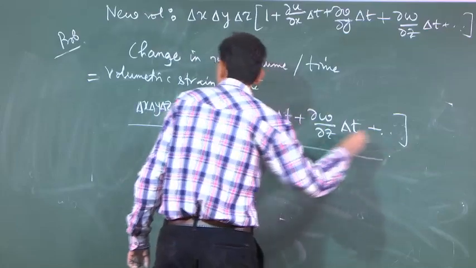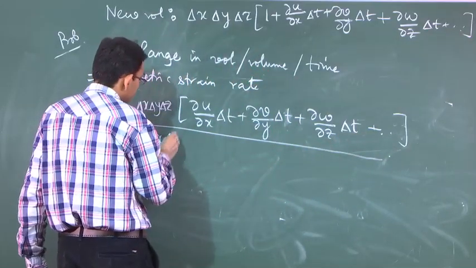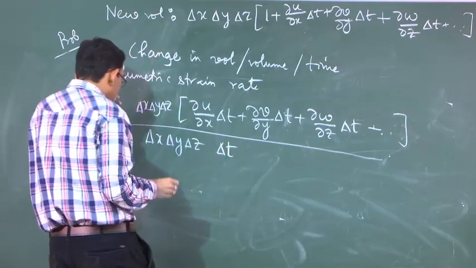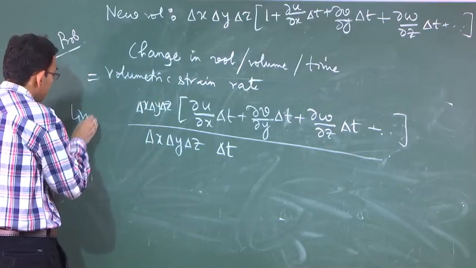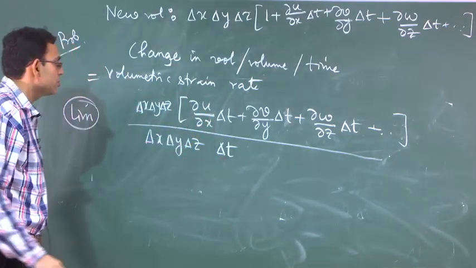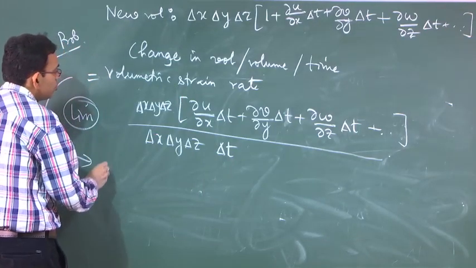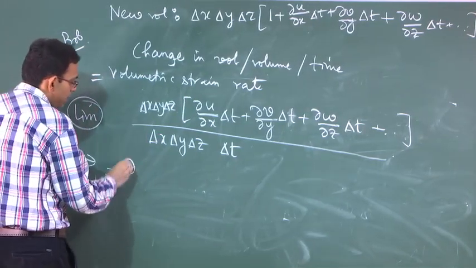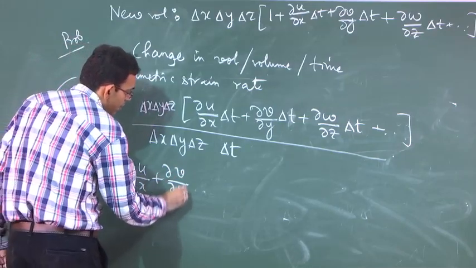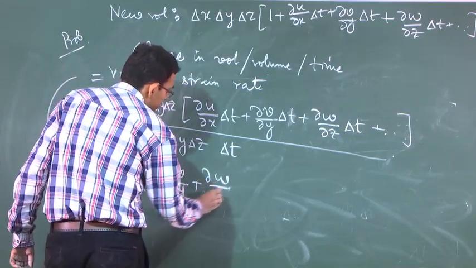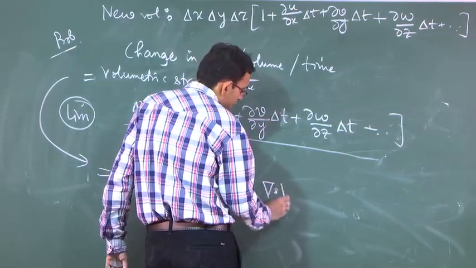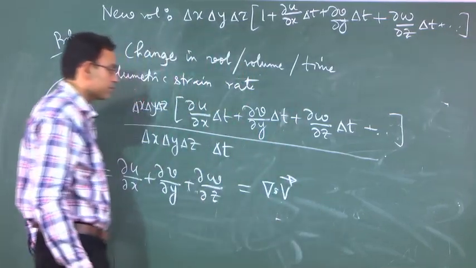per unit volume per unit time, and you of course take the appropriate limits. I am not writing all the limits, delta x, delta y, delta z, delta t all tending to 0. So, what it will boil down to is simply del u del x plus del v del y plus del w del z, or in very short notation, the divergence of the velocity vector.